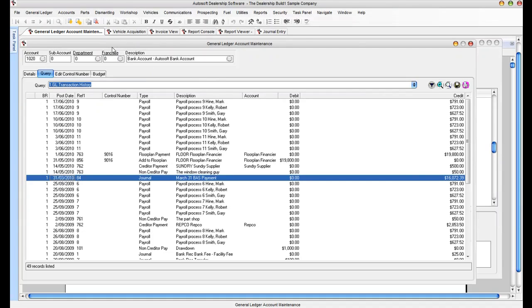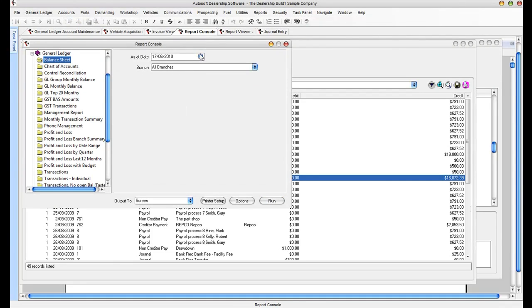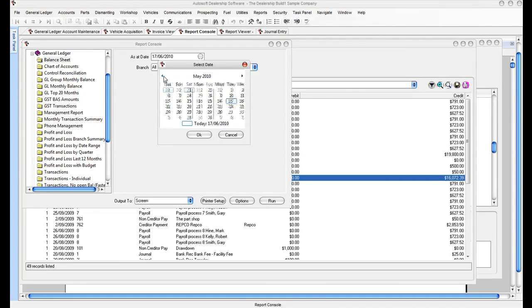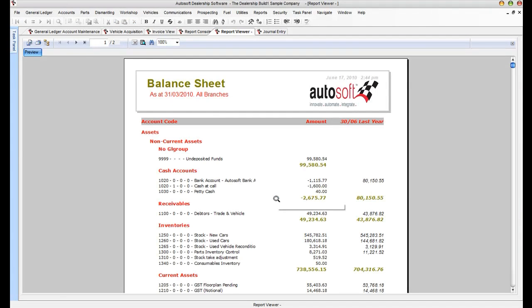And we should also now see, if we run a balance sheet for that particular date out of the reports console, so the balance sheet out of your system should be in the general ledger section as well. If you're running a non-Autosoft system, have a look in the general ledger area of your reports. Run that for the 31st of March. We'll just run that to screen and we'll see here what's happened.